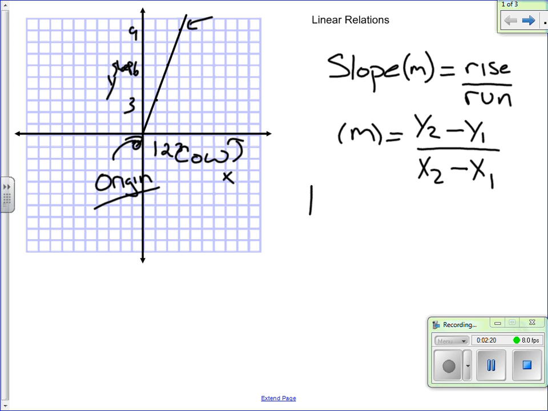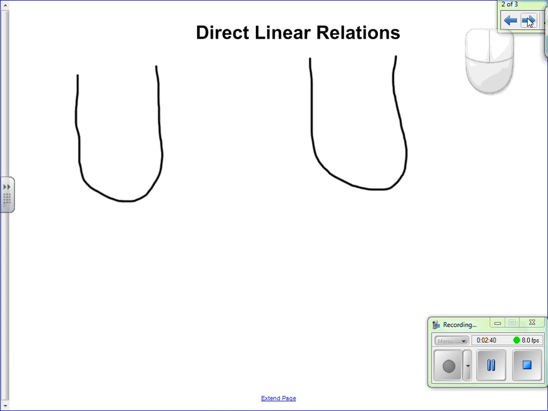And so this is what we call a direct linear relationship. A direct linear relationship is one that forms a straight line, but also includes this point right here, 0, 0, as part of that line. So let's look at an example. And this example is right out of the textbook.